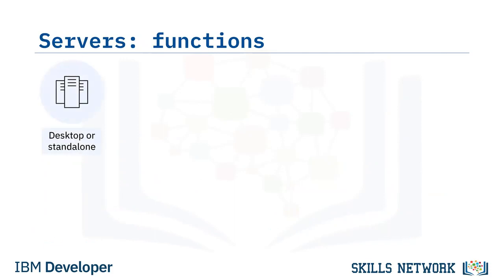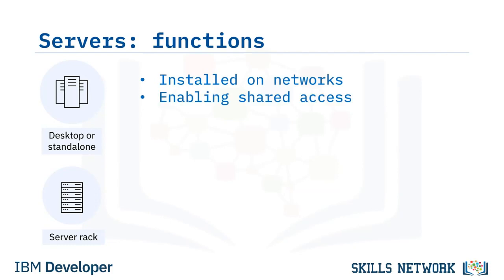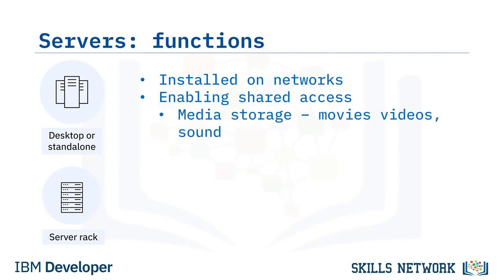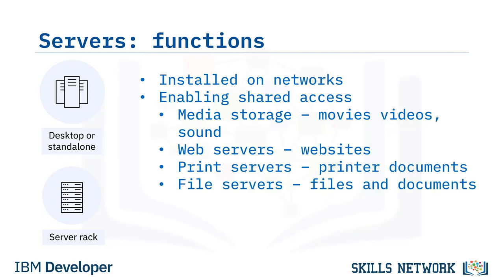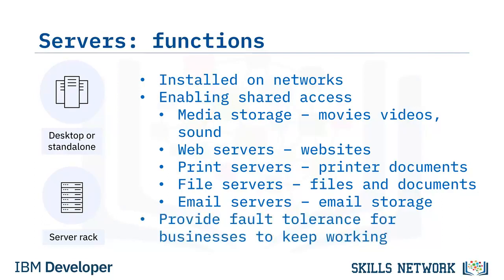Next, servers are generally installed as standalone units or in stacked racks on networks, enabling shared access to media, such as movies, videos, and sound clips and web pages for websites. Servers also manage print requests, enable shared data and document access, store email, and more. On the network, multiple servers can contain the same data, so that if one server fails, users can keep working using the same data from other servers. The ability for work to continue if a shared computing resource is malfunctioning is known as fault tolerance.